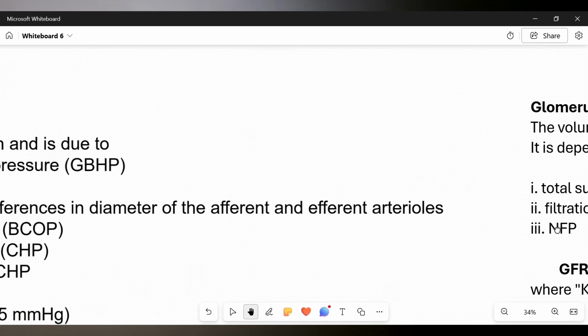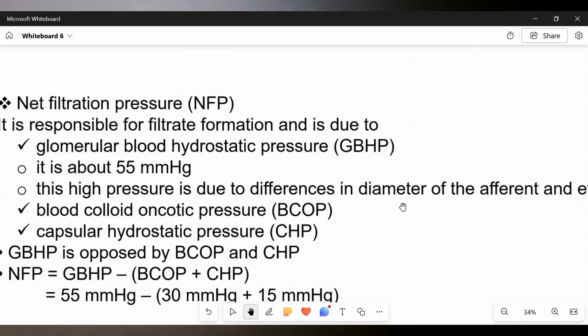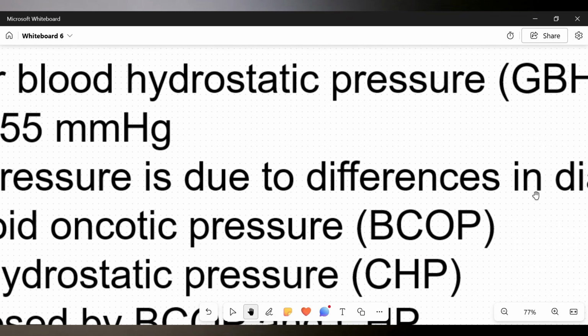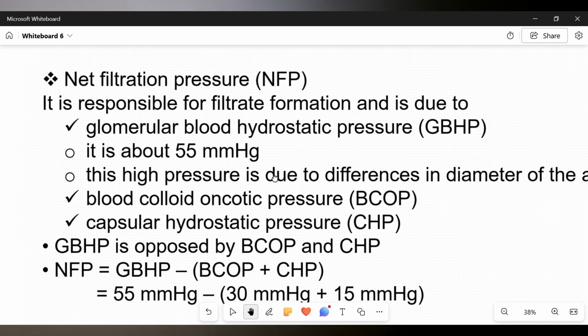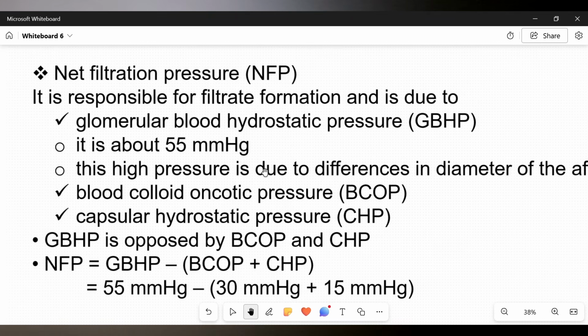Let's look at the net filtration pressure in greater detail, which is the major factor that determines glomerular filtration rate. Now, the net filtration pressure, as I have mentioned, will be the major factor responsible for filtrate formation. It depends on the Starling forces, the hydrostatic and the osmotic pressure, which gives us about 4 pressures I'm going to talk about here.